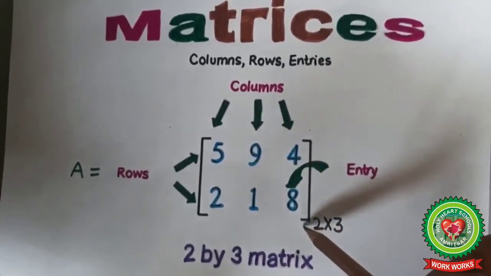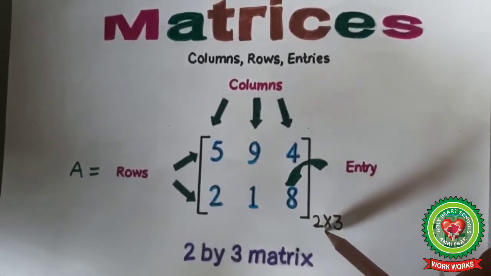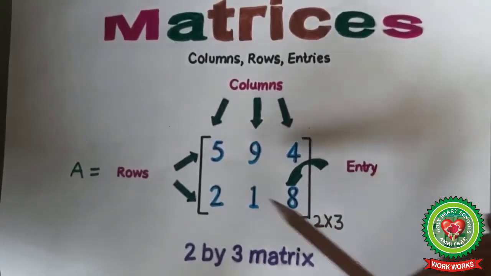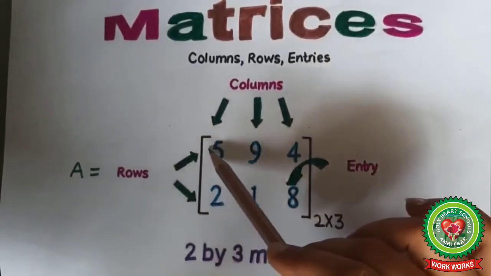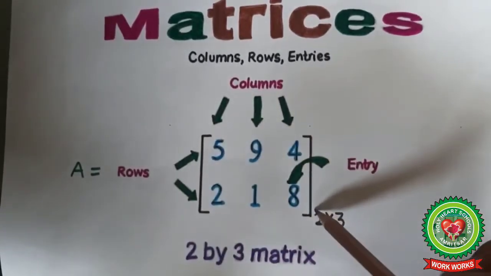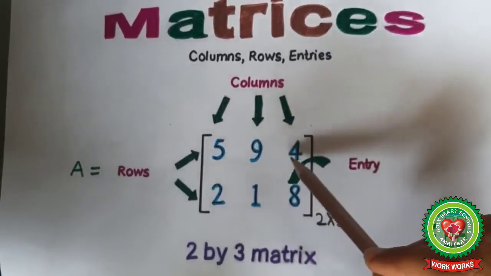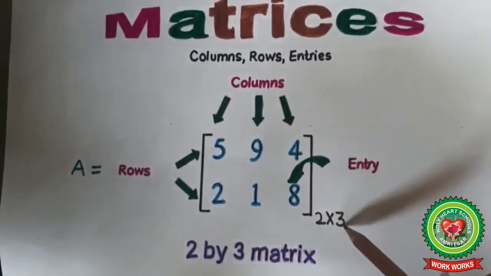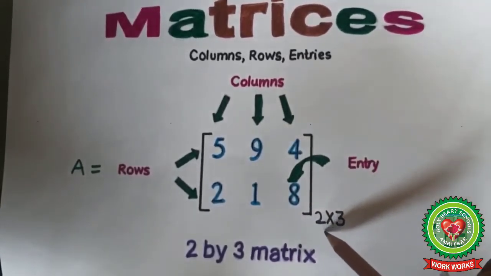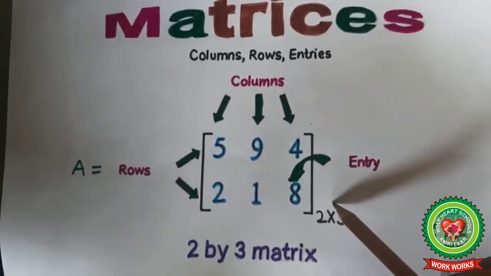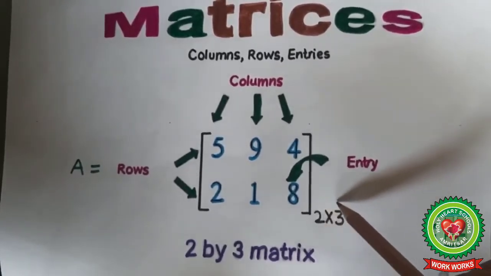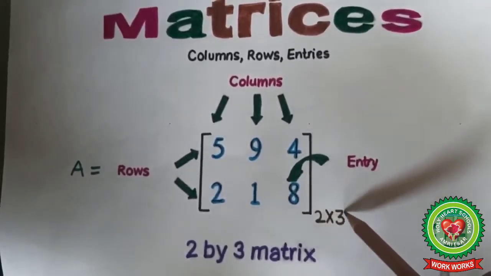Now children, let's talk about order. When we write the order, first of all we write the number of rows. So its rows are 2, and afterwards we write the columns. So its columns are 3. So order of this matrix is 2 by 3. This order we will write here at the bottom.